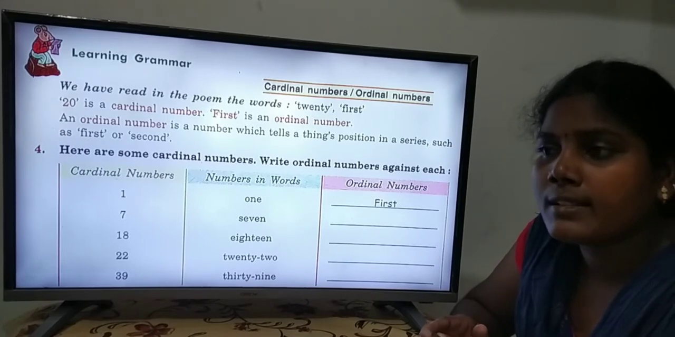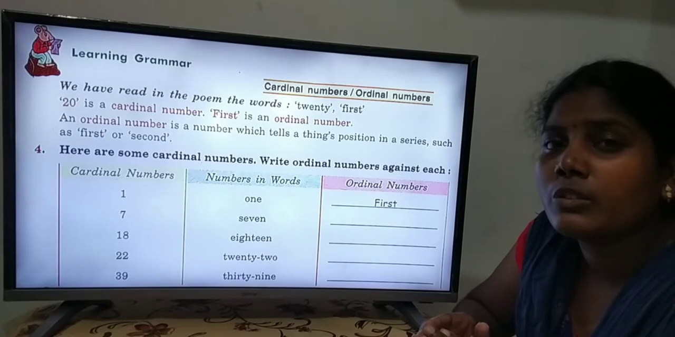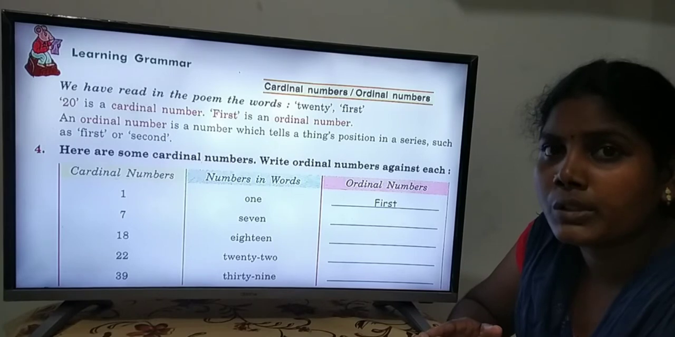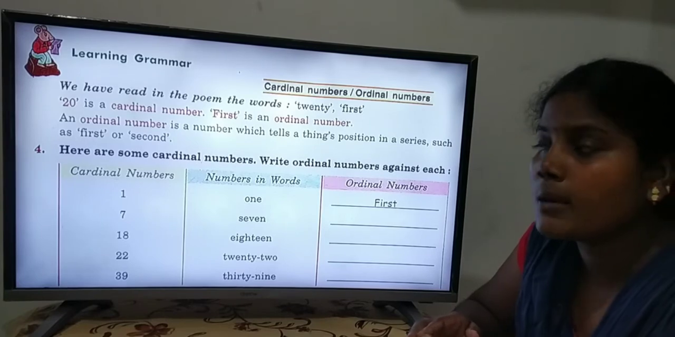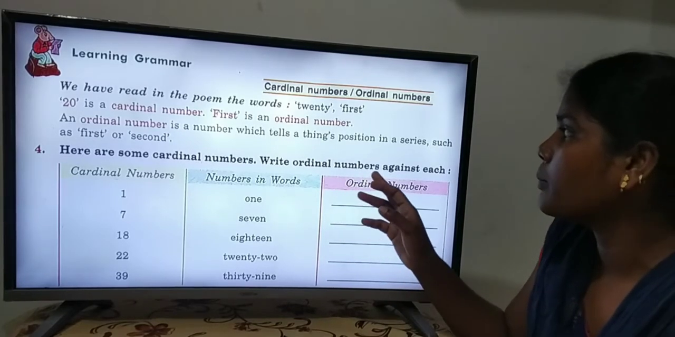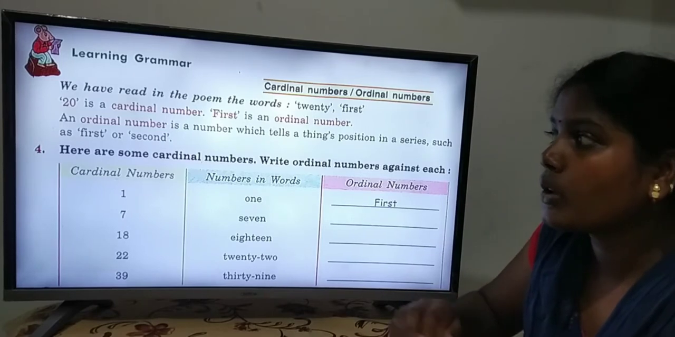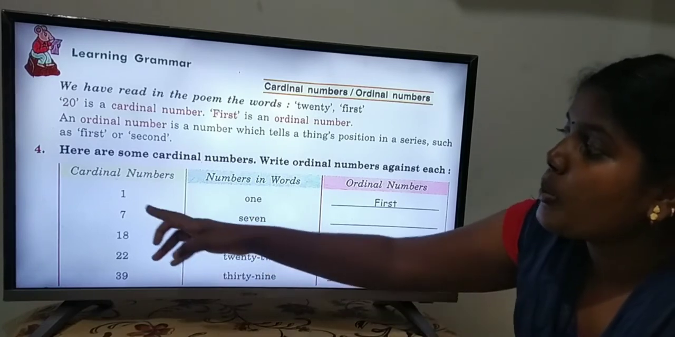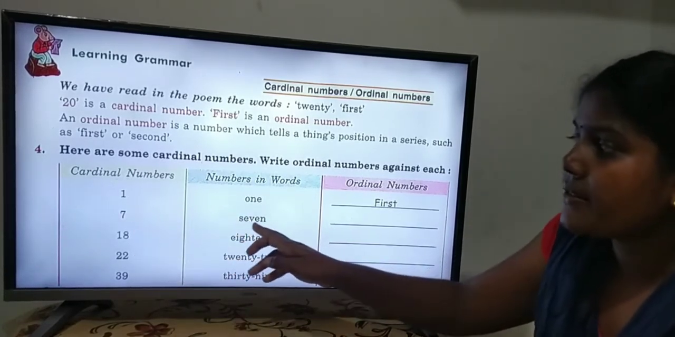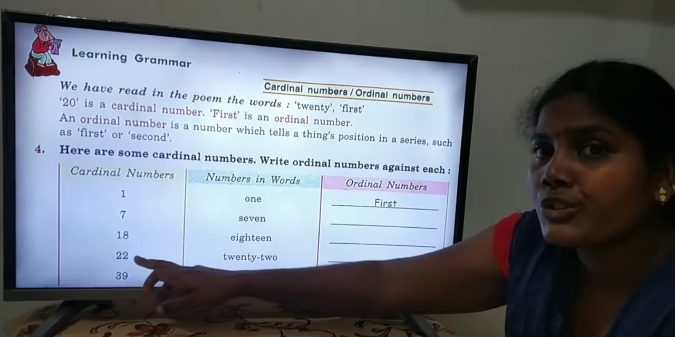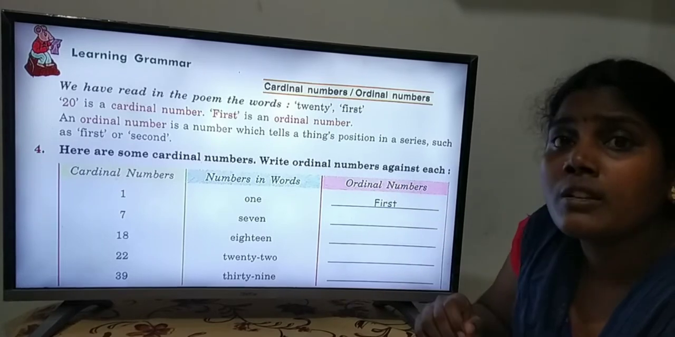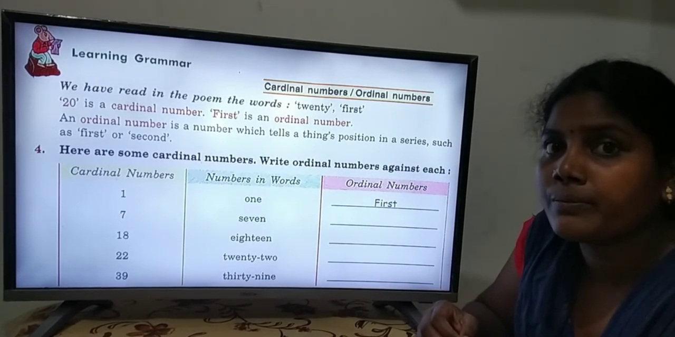So in our lesson we learned 20 froggies, isn't it? So 20 is the cardinal number. So first is the ordinal number. So here are some cardinal numbers. Write ordinal numbers against each. Okay, here they are given cardinal numbers and numbers in words: 1, 7, 18, 22, 39. So ordinal numbers we are going to write in words over here.